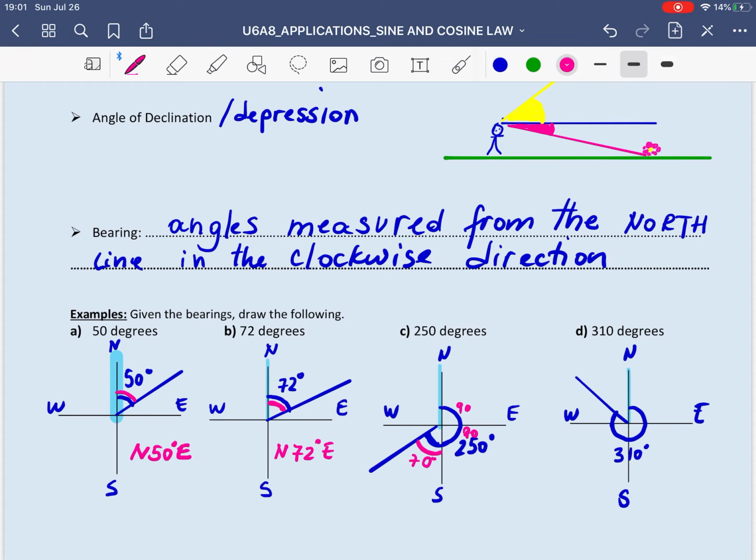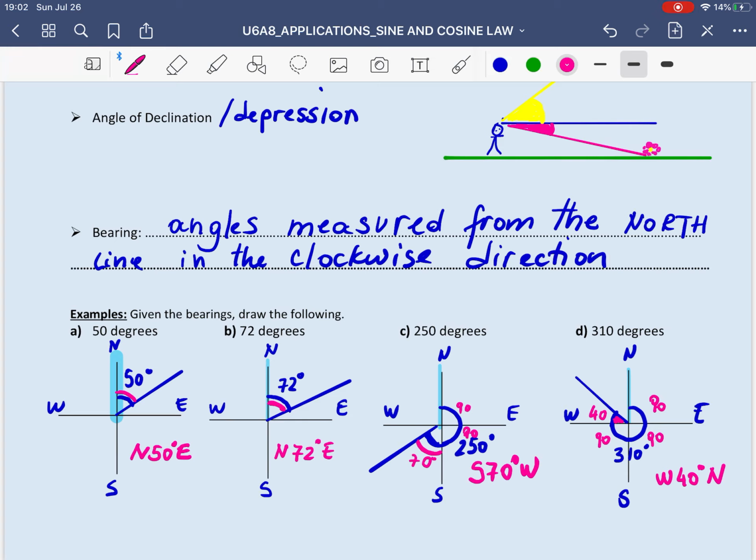So we are going to say that measuring it from south, we go 70 degrees towards the west. So from south, you go 70 degrees towards the west. And last, we have 90 degrees here, another 90, another 90, that's 270. So to hit 310, we had to go 40 more degrees. And we're going to say from west, we go 40 degrees towards north.